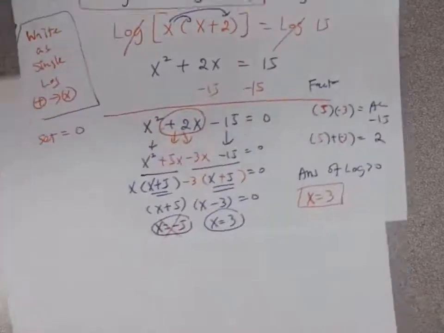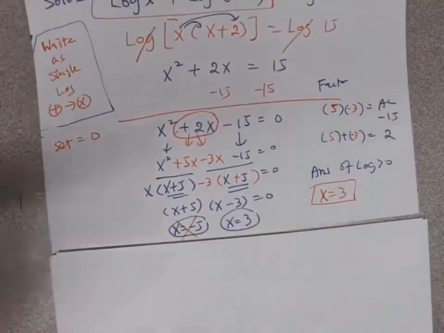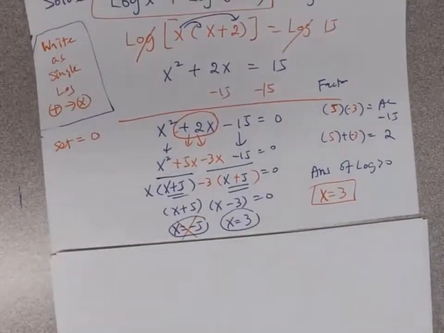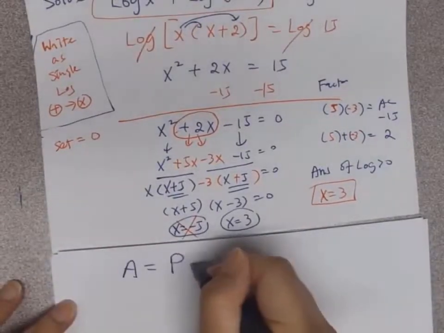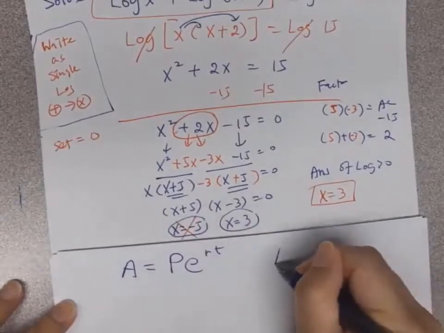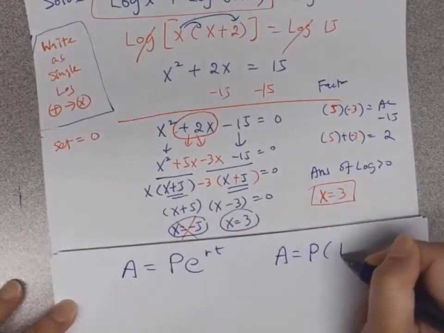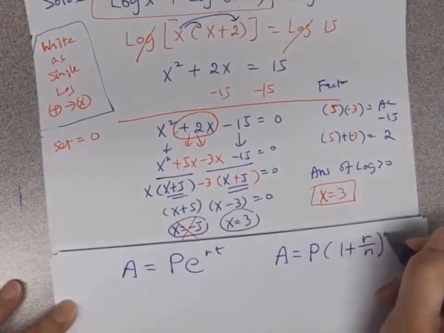So remember in 4.1, we have two formulas for you to plug in to find the money and interest rate. One of them is A equal to Pert. One is A equal to P times 1 plus r over n, to the nt, right?